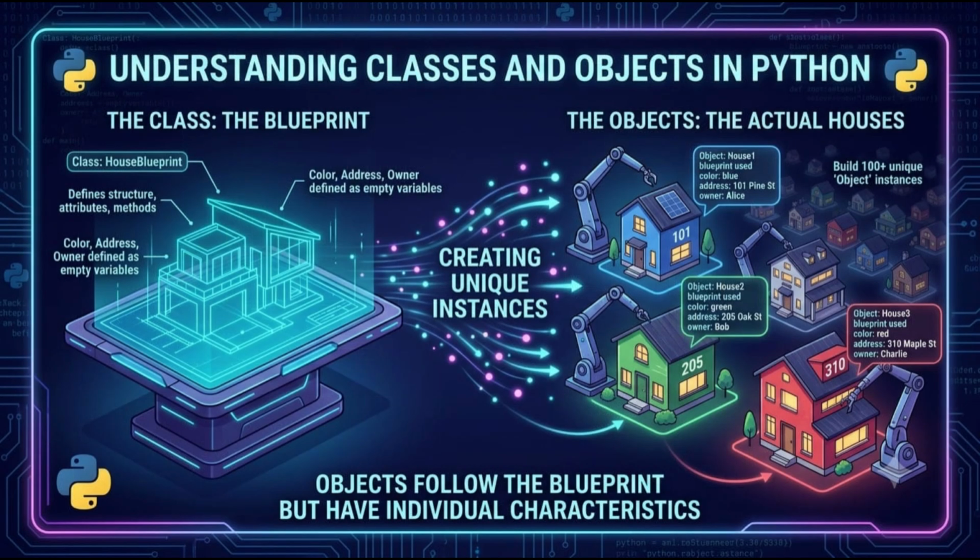Now, imagine building actual houses using that blueprint. You could build 100 houses. Each one is a unique object. They follow the blueprint but have different colors, addresses, or owners.